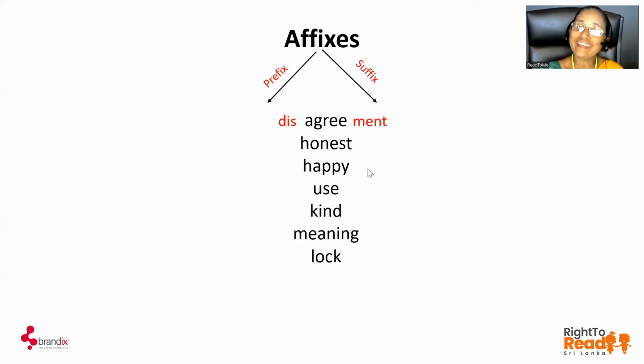happiness, happily. With more than two or three suffixes you can form words. Happy, happily: we have to omit the Y and add ILY. Happy, happily, happiness. Use: you can add prefixes to get reuse, misuse, R-E and M-I-S. Suffixes: usable, useful, usefully, usefulness. Those are the suffixes that we can add to the base use.